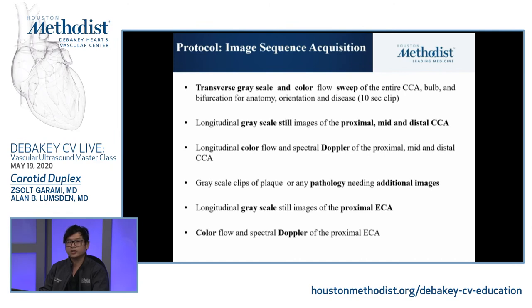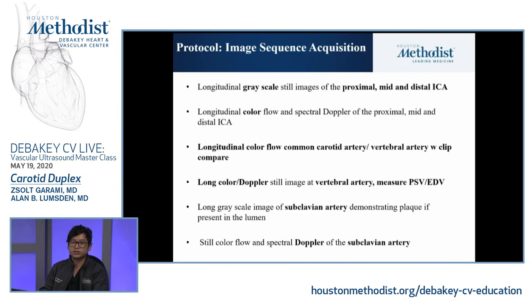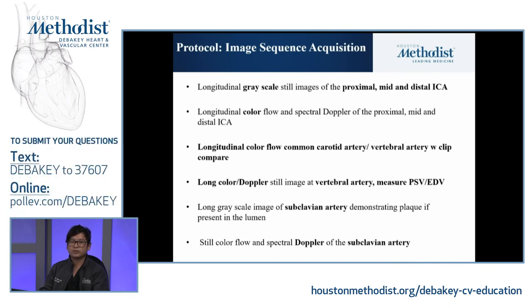We move to doing the common carotid artery, proximal, mid, and distal segments, followed by color flow and spectral Doppler. And the same goes with the ECA. Anytime we see any pathology or plaque formations, additional images may be required depending on if they seem to be hemodynamically significant or not. Following the proximal external carotid artery, we do the color flow and Doppler signals there as well. And then we do the internal carotid artery, starting with the proximal, mid, then moving on to distal. Also, each grayscale is followed by color flow and Doppler.